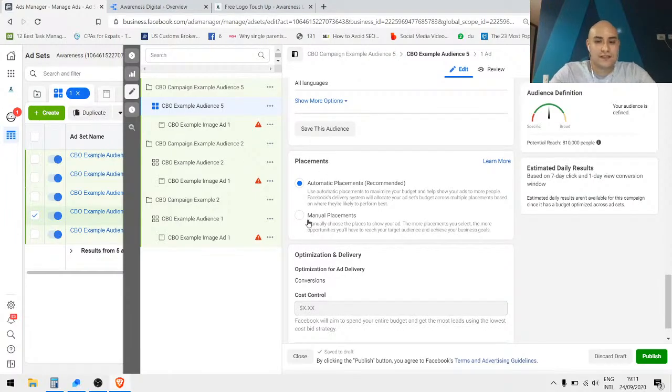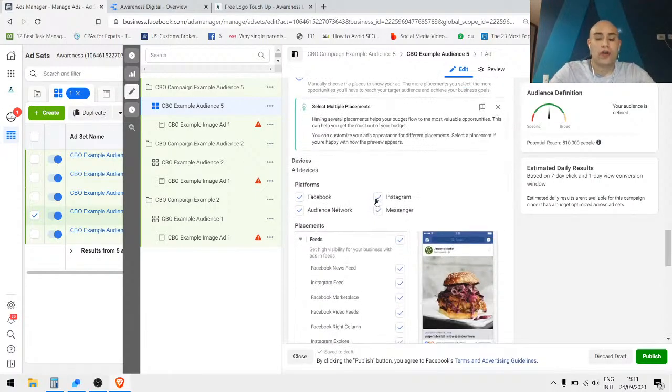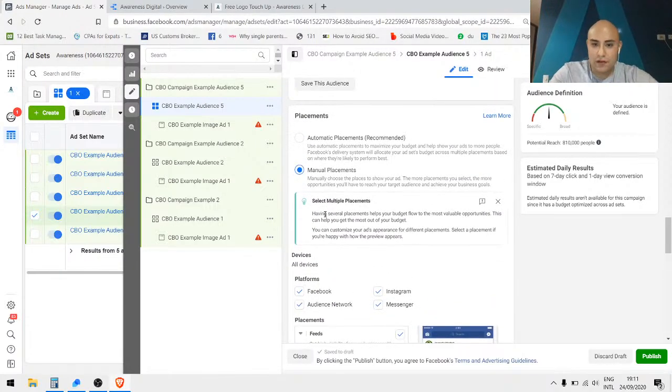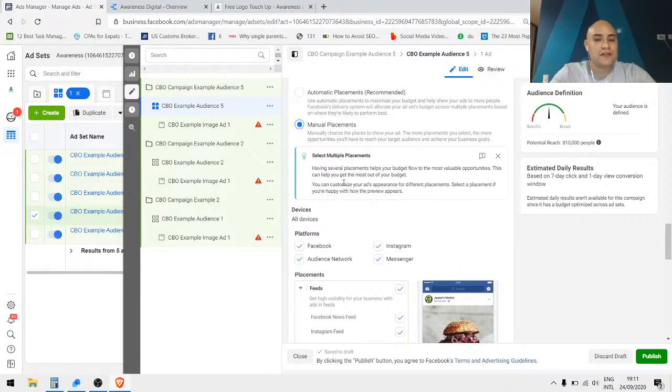Now, placements. Before, everyone was like, oh, let's do manual placements because Facebook's algorithms and their AI learning wasn't as advanced as it is now. Forget it. The only time you want to do manual placements, and I think this is going to get a little bit too advanced for this video, is after you've run a campaign for a certain amount of time and you can select certain metrics here in the Facebook ad thing.